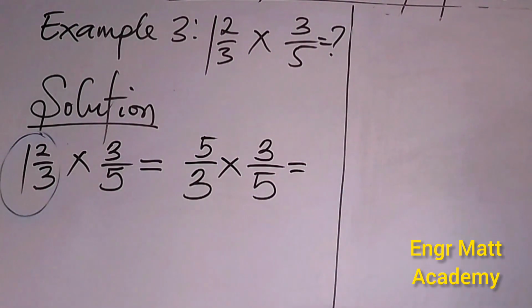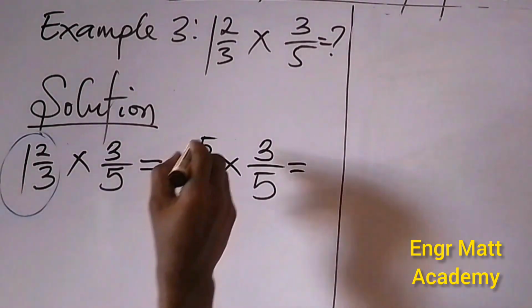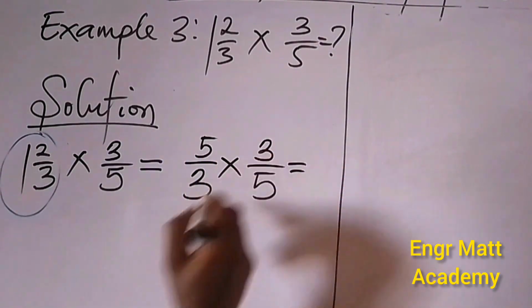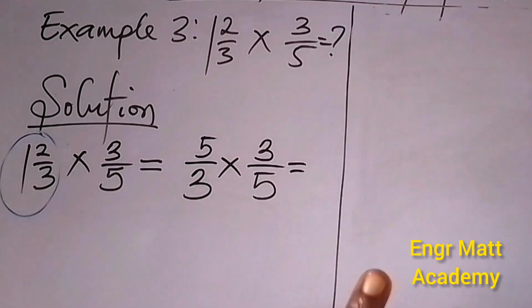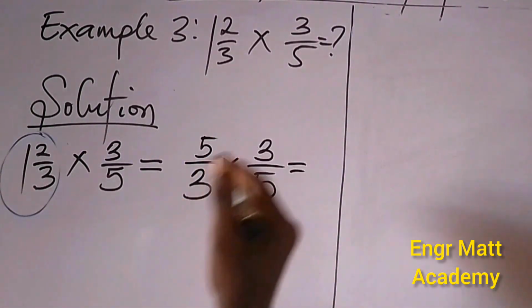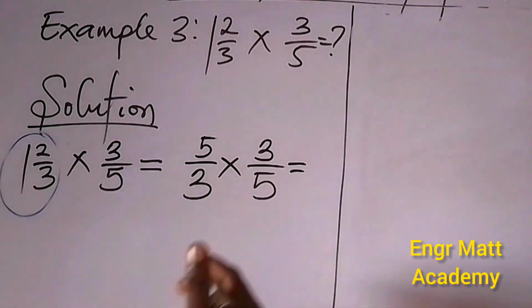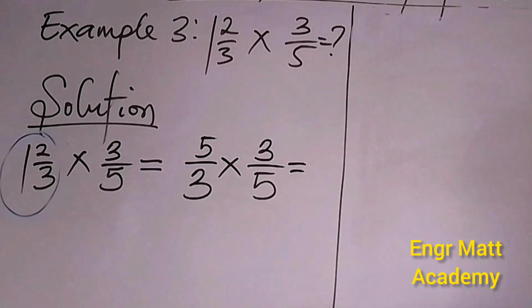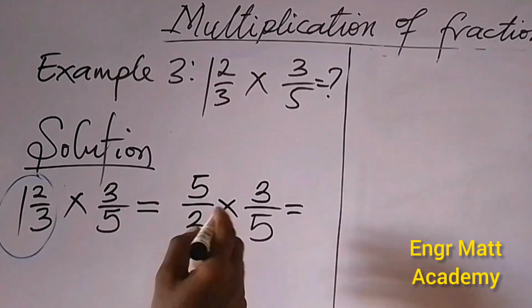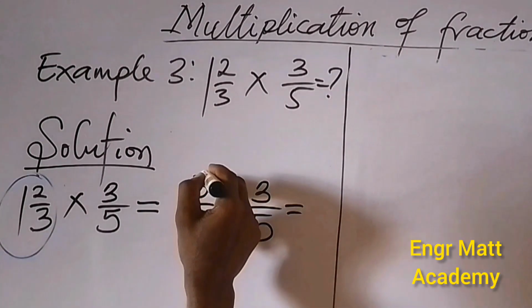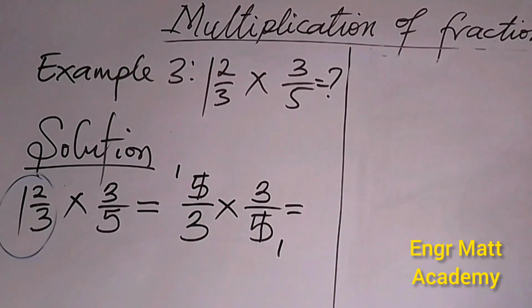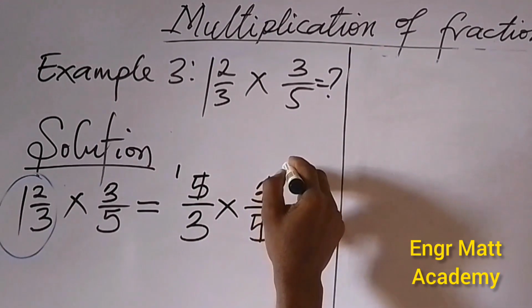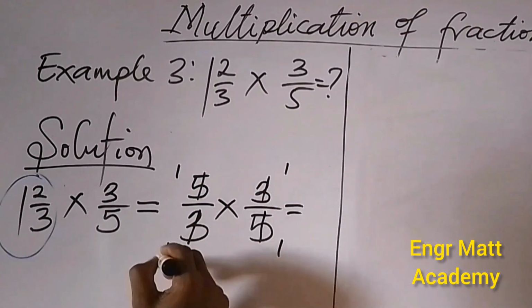Now let's see. We are supposed to multiply the numerator by this numerator and this denominator by this denominator. But we have to check, can any of the numerators cancel out any of the denominators? Yes. 5 can cancel out 5. We cancel this 5, we have 1. 5 cancel 5 here is 1. Then 3 can cancel 3 as well. 3 cancel 3 here is 1. And 3 cancel 3 here is 1.